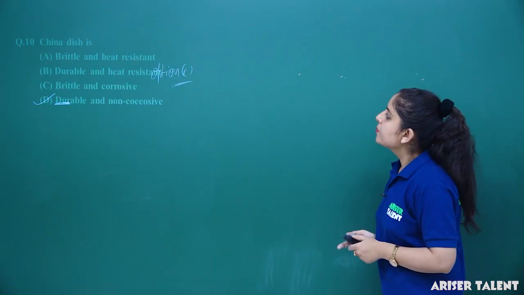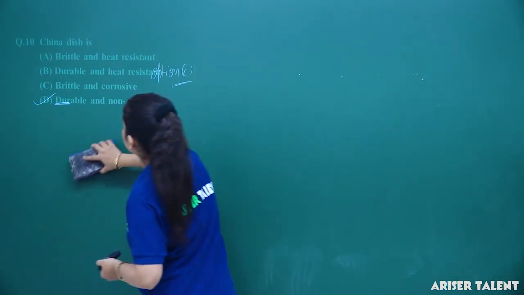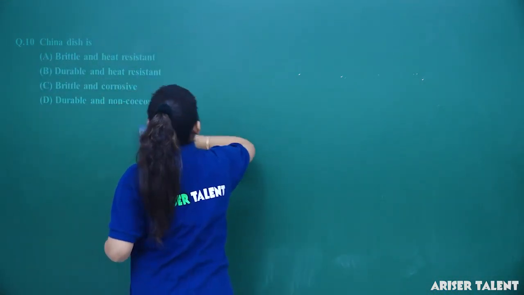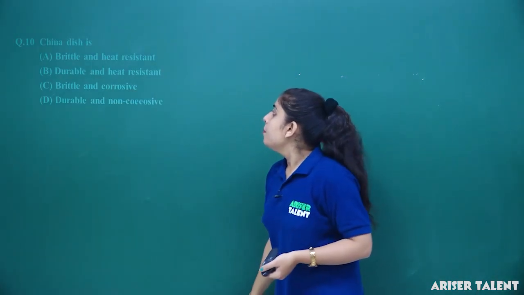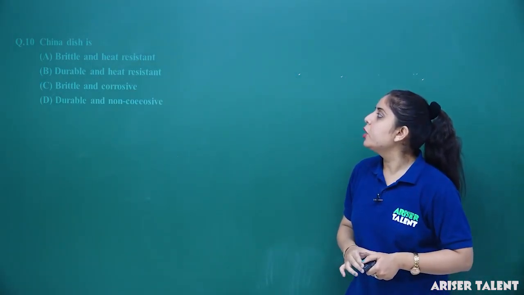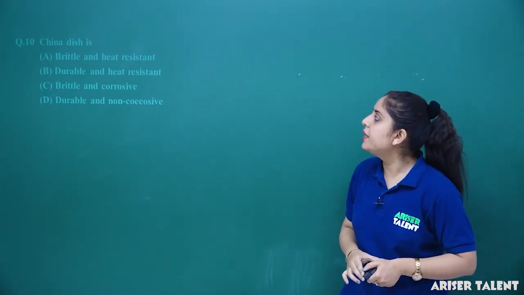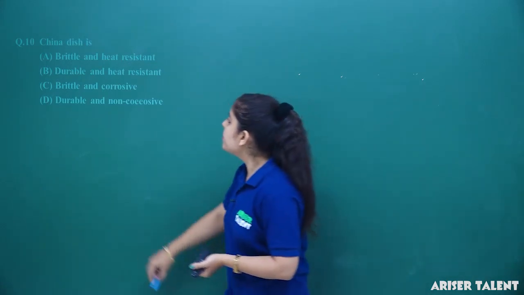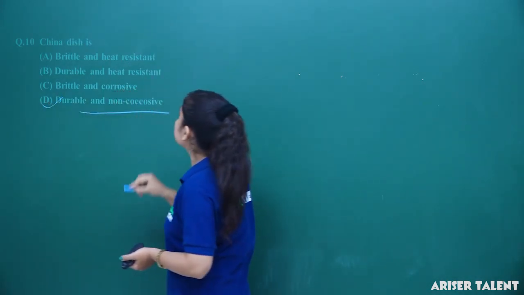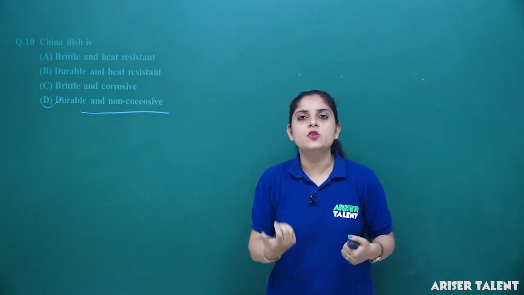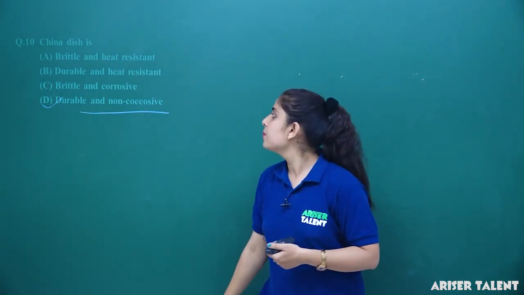Clear? So, milk of magnesia is a sol. Next question. China dish is a: brittle and heat resistant, durable and heat resistant, brittle and corrosive, durable and non-corrosive. So, you have heard that whenever you perform any experiment in the laboratory, we usually use the China dish. So, actually the China dish is durable and it is non-corrosive in nature. Clear? So, option number D will be the correct one. It is non-corrosive, that's why we are adding many types of acids or reagents in that particular dish.